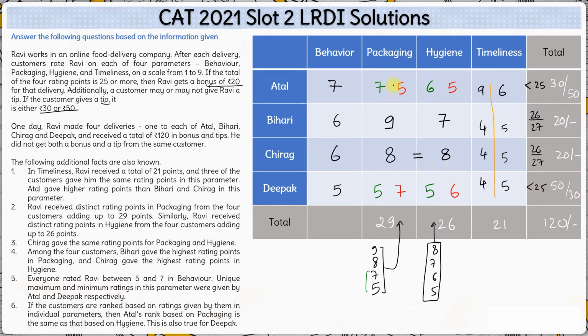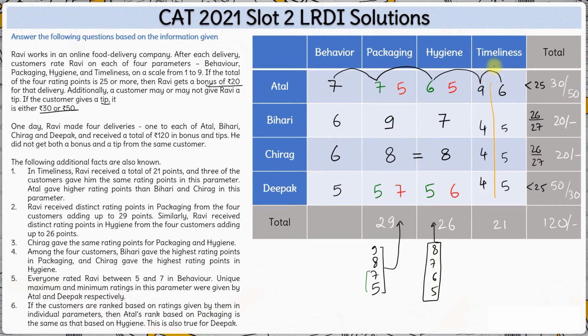Okay, so let's look at Atal here. Let's calculate the sum of the ratings given by Atal. So one case is 7 plus 7 plus 6 plus one of these 2, or 7 plus 5 plus 5 plus one of these 2. So let's look at the 7 and 6 rating for packaging and hygiene. So 7 plus 7 is 14, 14 plus 6 is 20. Now 20 plus 9 is 29 and 20 plus 6 is 26.